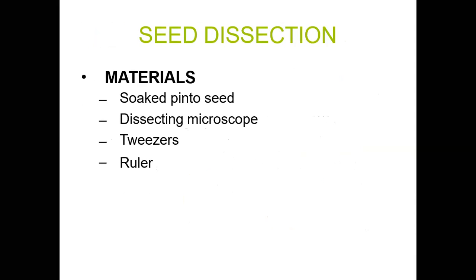When we dissect a seed, when we cut a seed, the seed is first soaked in water. Now it is very soft. Then we cut it using a dissecting microscope, which is used to observe those parts. And there are tweezers and rulers. Yes, these are the tools to observe seed structure.